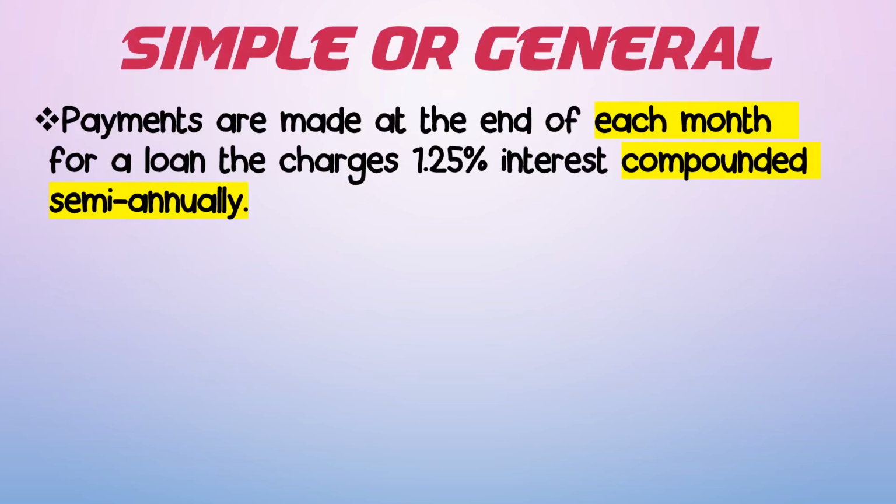Okay, let's have an example. Let's classify this one whether it is a simple or a general annuity. Payments are made at the end of each month for a loan that charges 1.25% interest compounded semi-annually. So the payment interval here is each month or monthly, and the interest is compounded semi-annually. Since we know that semi-annually means every 6 months and this one is monthly, they are not the same. The interest conversion and the payment interval are not the same. So it is a general annuity.